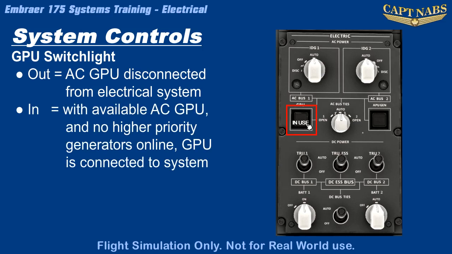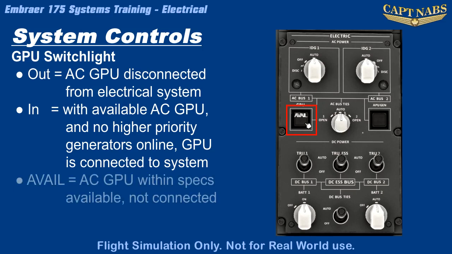The switch light contains two lights. Avail indicates that the GPU is connected and is outputting appropriate voltage, amperage, and frequency, but it is not connected to the electrical system, either because the switch is out or a higher priority power source is connected. More about source priority in the next section.